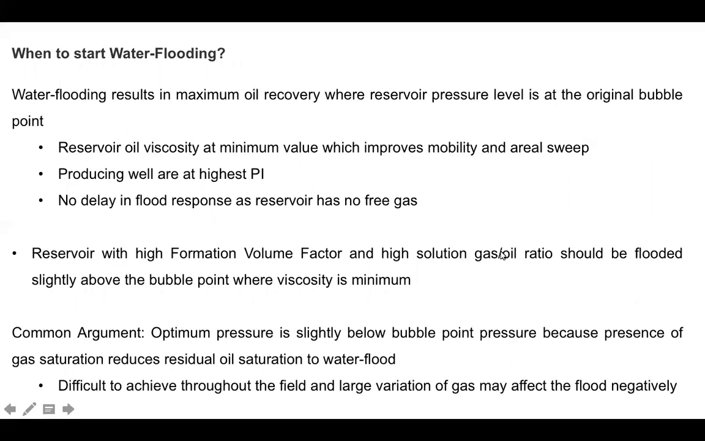So now that we know where not to flood, let's see when is the right time to start water flooding. Water flooding results in maximum oil recovery when reservoir pressure is at its original bubble point. Why is it so? Because at that pressure, reservoir oil viscosity is at minimum value, which improves mobility and areal sweep. The producing wells at that time are at their highest PI, and there's no delay in flood response as the reservoir has no free gas at that point of time.